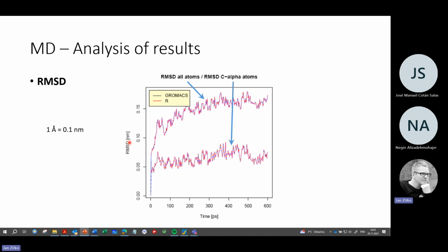Be careful please, this RMSD this time is in nanometers, so 1 angstrom is 1/10 of a nanometer, so basically here we have 1 angstrom, 1.5 angstroms. As I said, for a well-equilibrated protein, the RMSD value should be oscillating somewhere around 1.5 up to 2 angstroms. So this is quite in concordance with the value.